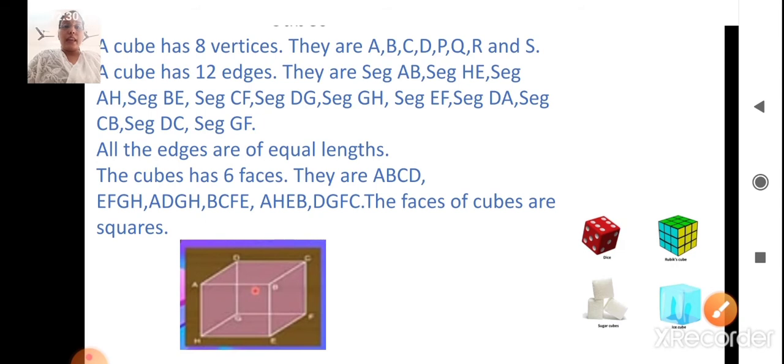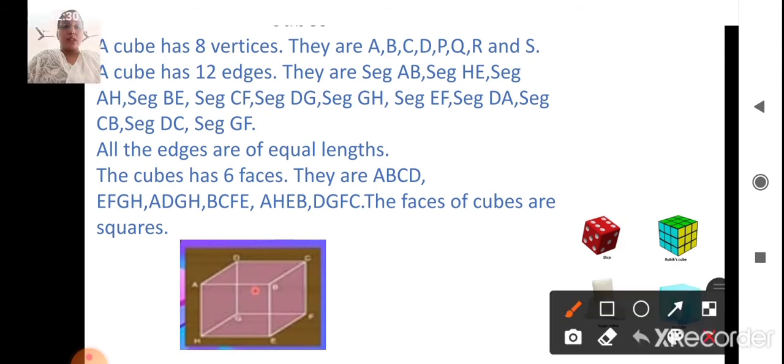Or we can take A, D, G, H. A, D, G, and H. This one, A, D, G, and H. Okay. Next we can take B, C, F, E.